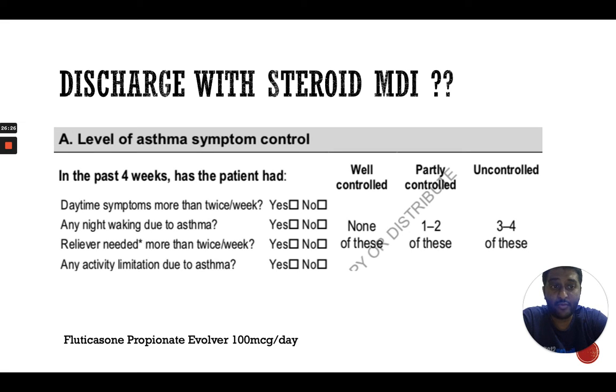So if you want to know when to give inhaled steroids, you can ask them these questions. Whether they have any daytime symptoms. If they come under partially controlled or uncontrolled, you can consider adding inhalation steroids. Typically, the inhalation steroid we start is fluticasone, 100 microgram per day.